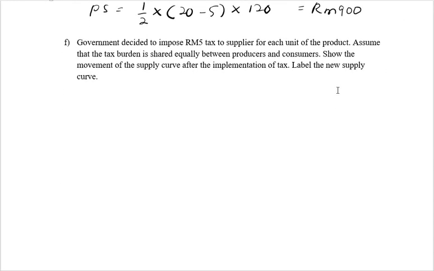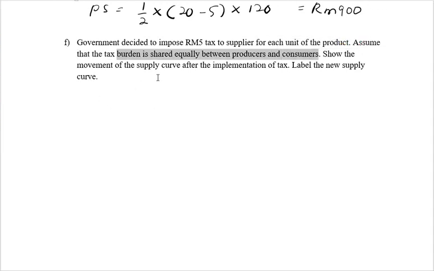Okay, next is question F. The government decided to impose an RM 5 tax on suppliers for each unit of the product. Assume that the tax burden is shared equally between producers and consumers. Show the movement of the supply curve after the implementation of tax. So it says that the government imposed RM 5 tax on suppliers, and the burden of tax is shared equally between consumers and producers.